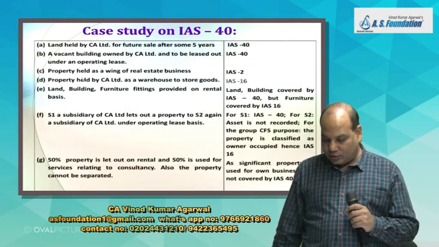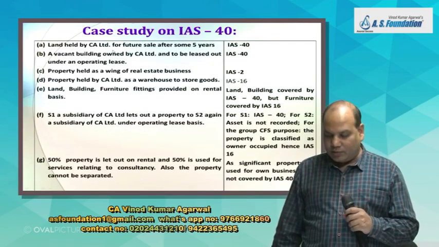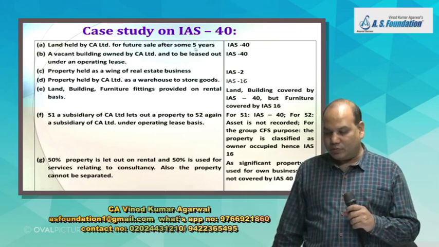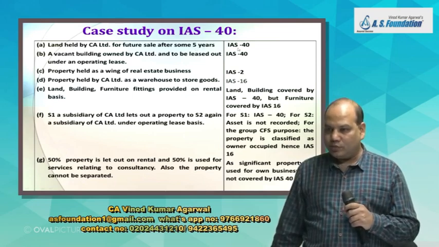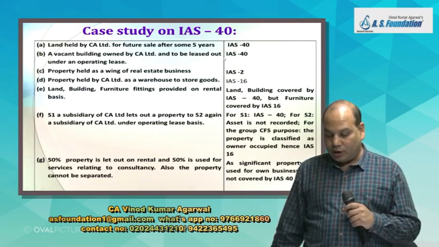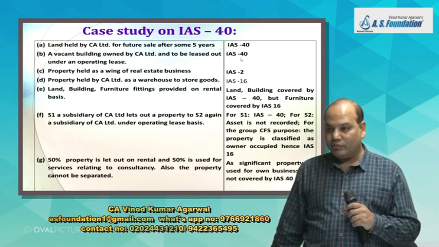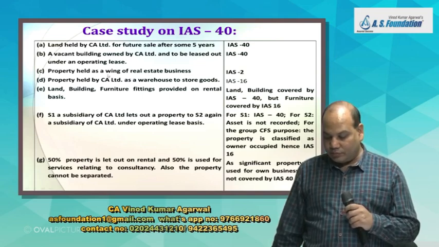So the answer is one by one. Land held by CA Limited for future sale after some 5 years: IAS 40. A vacant building owned by CA Limited, to be leased out under an operating lease: IAS 40. Property held as a wing of real estate business: IAS 2, because the objective is to sell in the normal course of business.